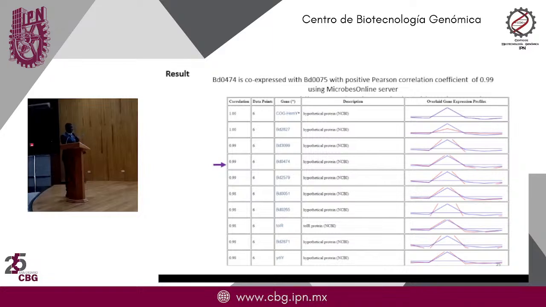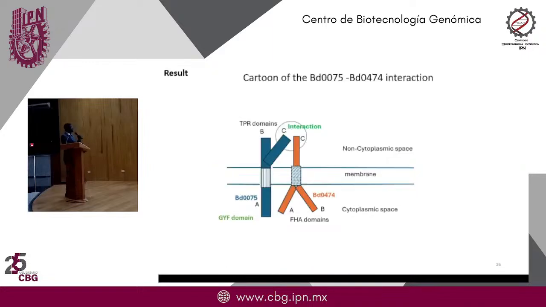And so the overlaying gene expression shows us that they are available for interaction in the cell, in Bdellovibrio, at the same time. So here, from our findings and what we've discussed earlier, we show a cartoon of the interaction between 75 and 474, showing the C domains of the two proteins interacting, and the GY domain that we found.